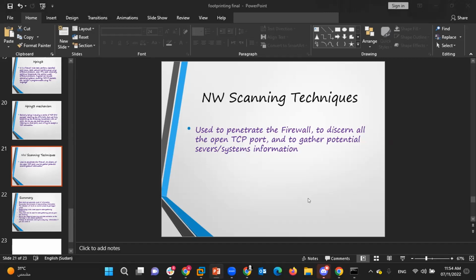So we use all of these network scanning techniques to penetrate or to collect the data for reconnaissance. To penetrate the firewall or to discern all the operating system TCP ports and to gather the information for the potential server system information for the hacker. So for hacking or for pen testing, for both, we use the network scanning techniques.